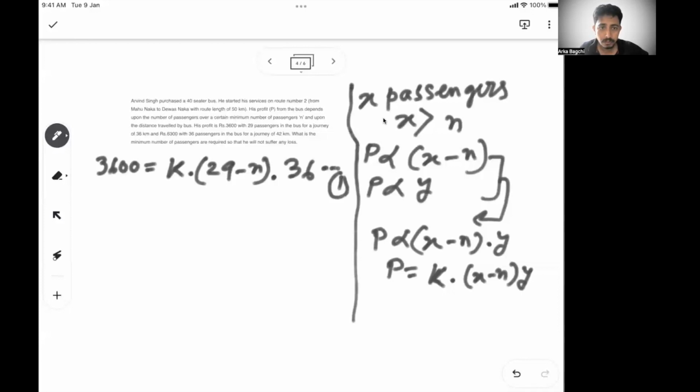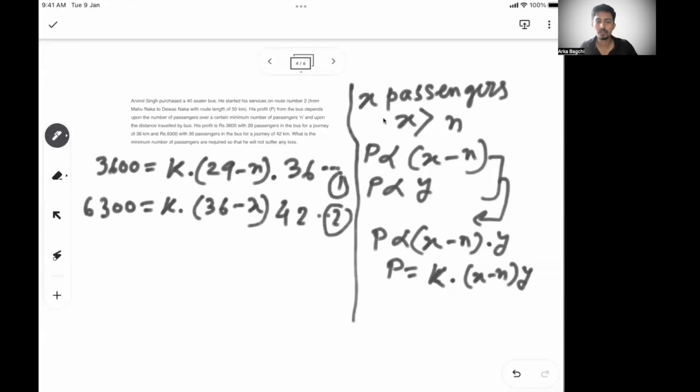The second equation talks about 6,300 is the profit when there are 36 passengers and 42 kilometers. So 6,300 is the profit into 36 passengers and typically 42 kilometers. Let's say this is equation number 2. So we've got two equations. Again, there are two variables. Sorry, 36 minus n. It has to be 36. 36 minus n into 42. So this is equation 2.